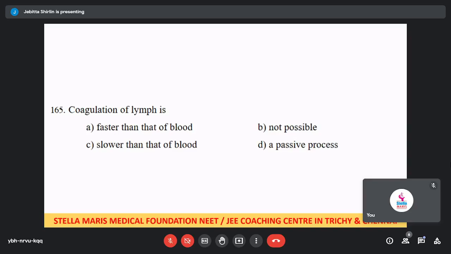But the process of coagulation is comparatively slower than that of the blood, because the amount of fibrinogen or fibrin is comparatively low when compared to the blood. So coagulation of lymph seems to be slower than that of blood, because the amount of clotting factors is low in lymph when compared to blood. Am I clear to you people? Yes, ma'am. Okay, let us proceed.